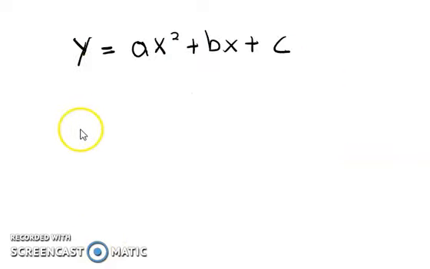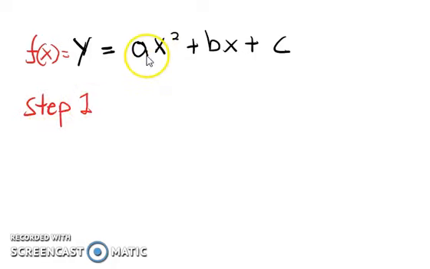Now you can see this equation. This is the quadratic equation we have here. In some equations, the y will be replaced by f(x). This is for the graphs, but it still represents the y. Now the first step we are going to do is step 1.